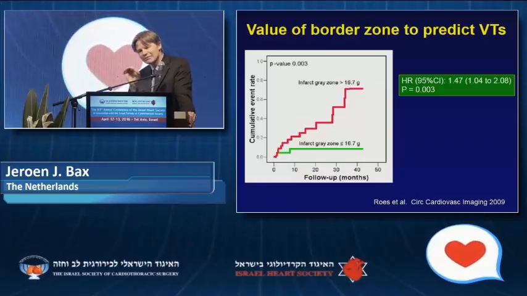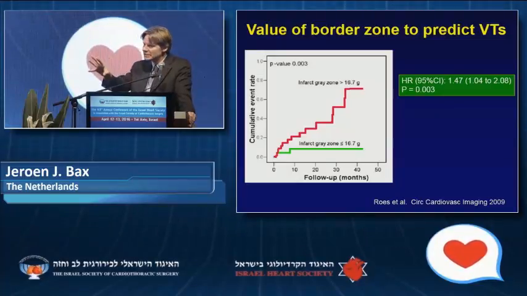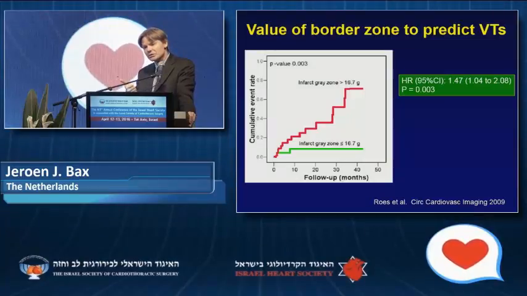So it tells us something. It tells us something that we need to learn more about this to eventually in the future stratify this one needs an ICD and that one doesn't need an ICD. It will prevent events and it will also save a lot of costs.